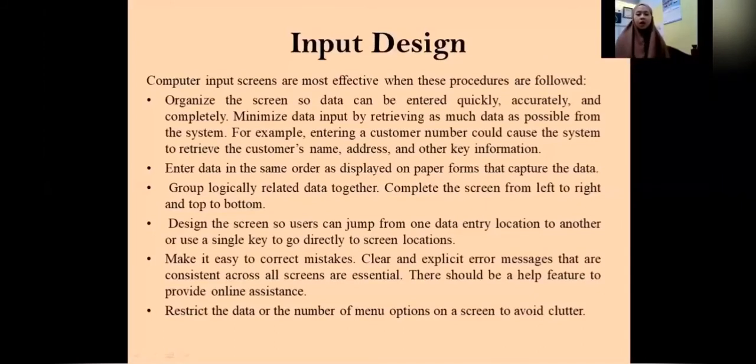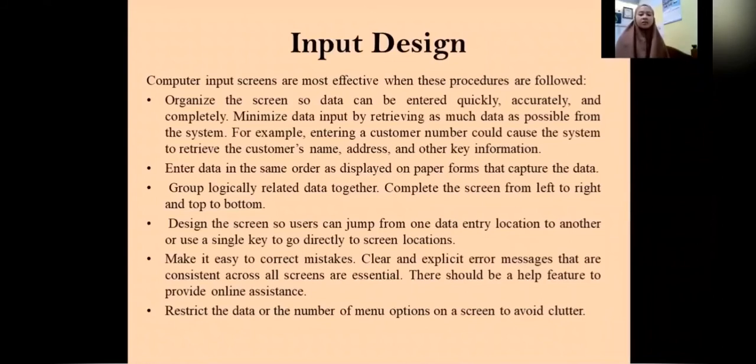Input design. Computer input screens are most effective when these procedures are followed. One, organize the screen so data can be entered quickly, accurately, and completely. Minimize data input by retrieving as much data as possible from the system. For example, entering a customer number could cause the system to retrieve the customer's name, address, and other key information.